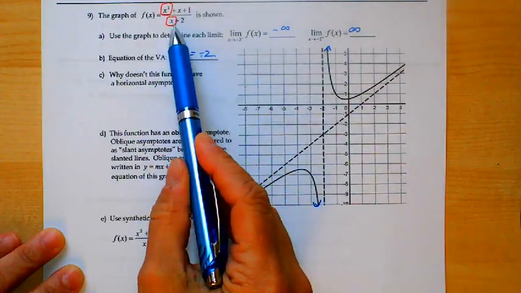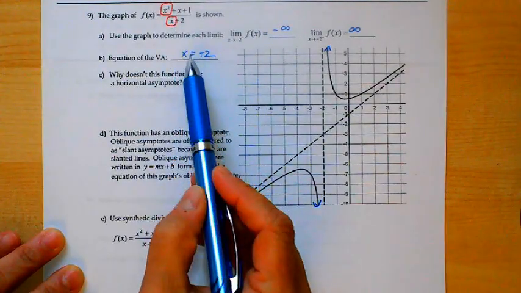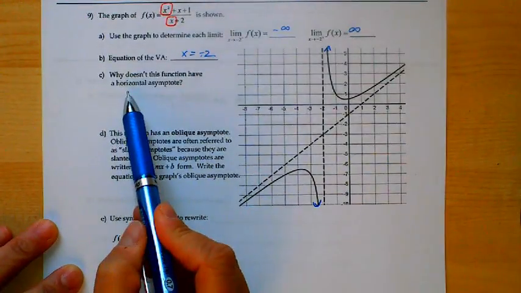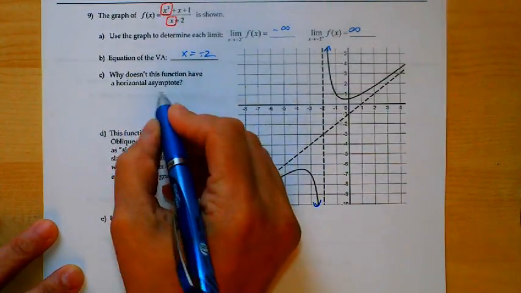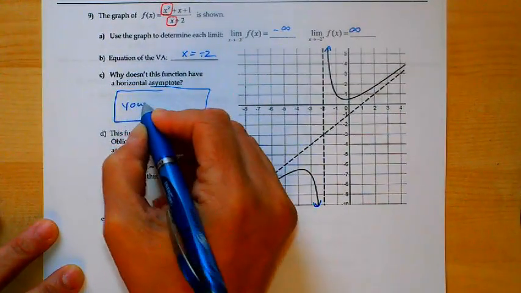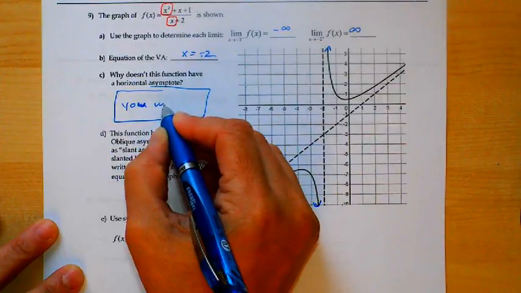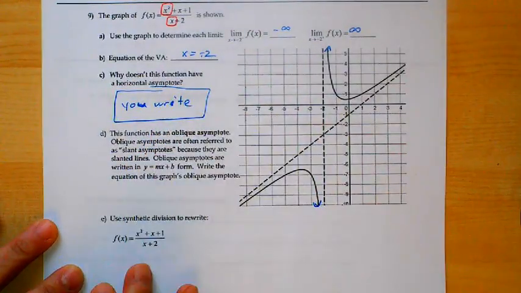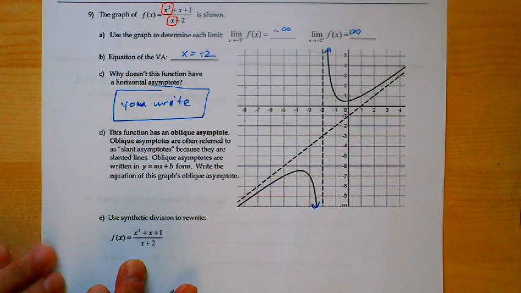No surprise. Go ahead and look at that denominator and you might already see the connection. I've already touched on this. Why doesn't this function have a horizontal asymptote? Well, how about you write what we already summarized up above. I spoke it out loud. You can write it down.